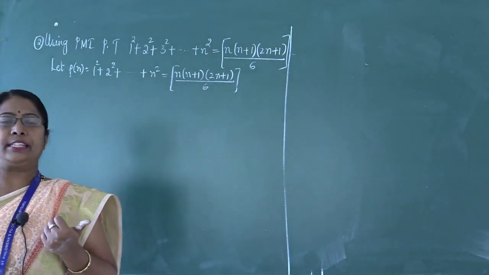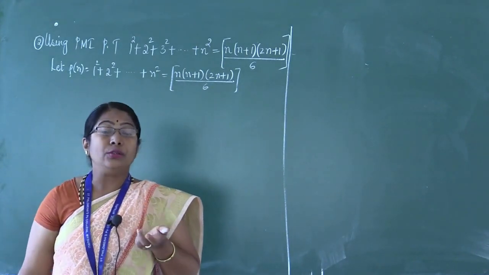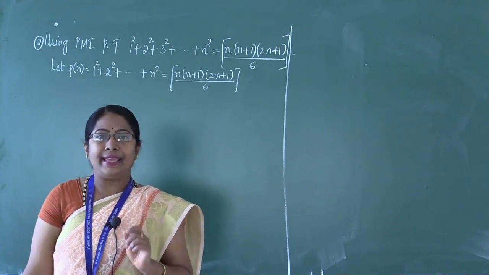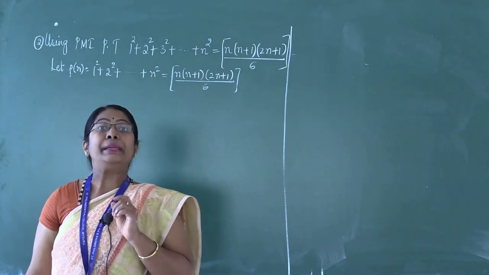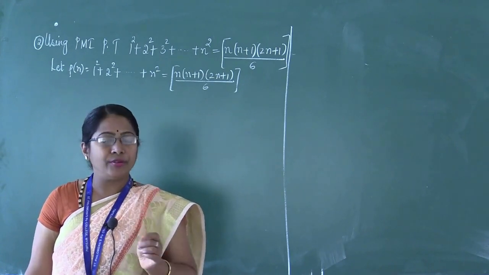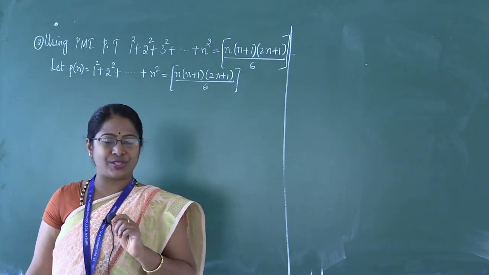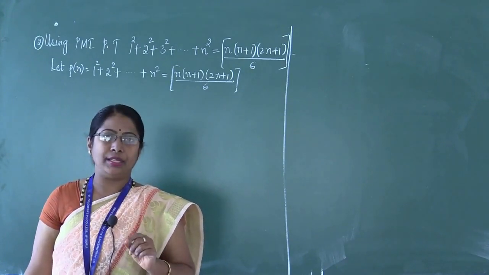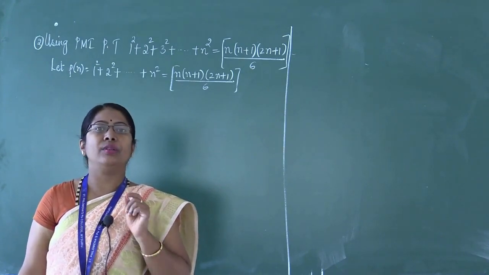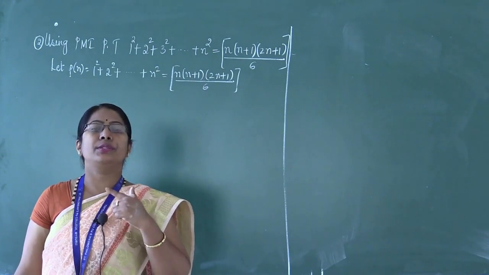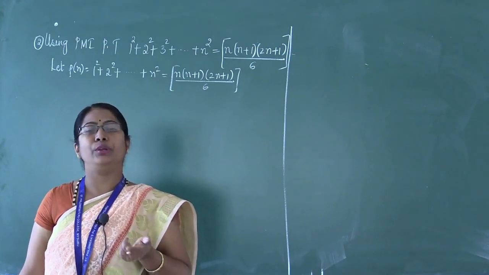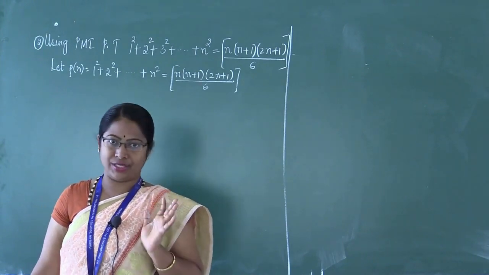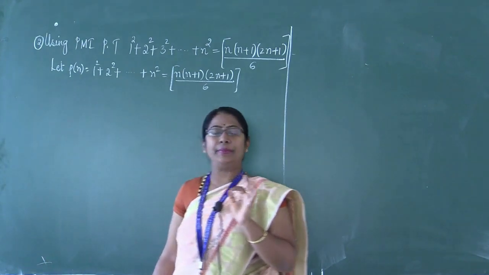What is the next step? Assume that the given statement is true for n equal to 1. Implies what? Wherever there is n on the LHS, you are supposed to put the value of 1. Similarly, wherever there is n on the RHS, you are supposed to substitute the value of n is equal to 1 and check whether LHS is equal to RHS. That is all about step number 2.